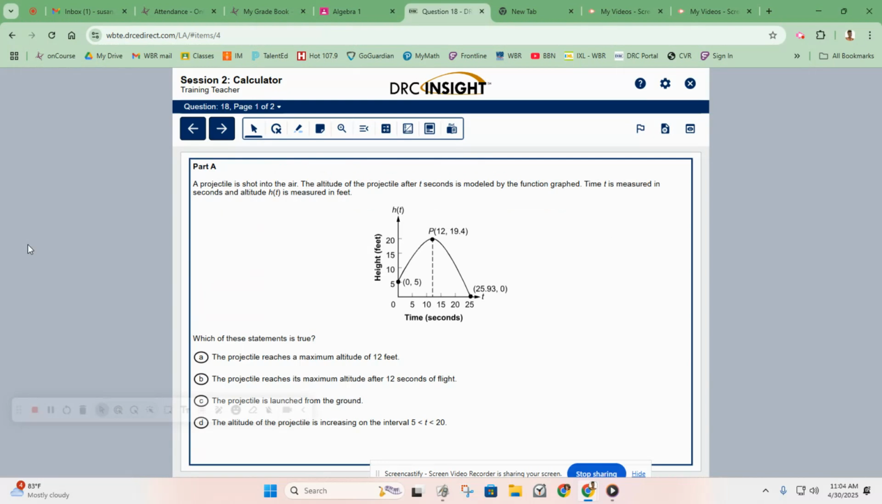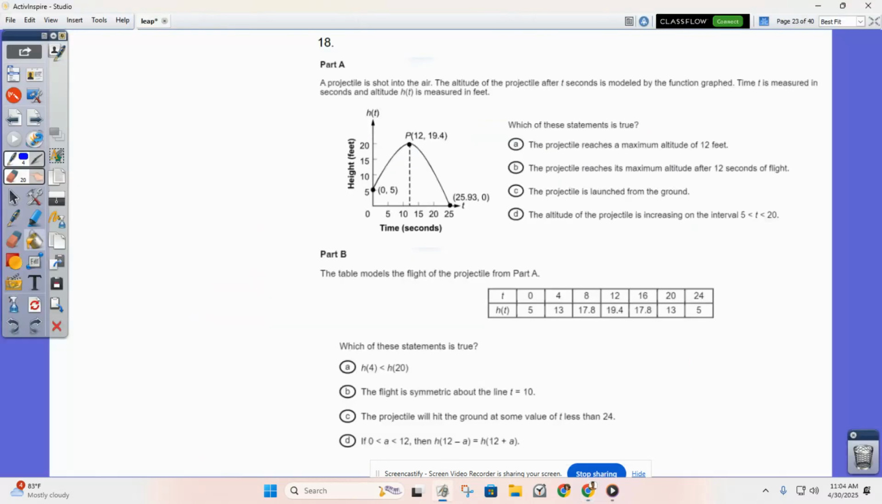The projectile reaches its maximum altitude of 12 feet. I am going to work this one back in here just so we can see it and I can write. The maximum height of 12 feet. What is the maximum height right here? What's the maximum height of my parabola? It's 19.4, so I know that this is incorrect. The projectile reaches its maximum altitude after 12 seconds in flight. 12 seconds is when it hits that max, so that is the right answer.